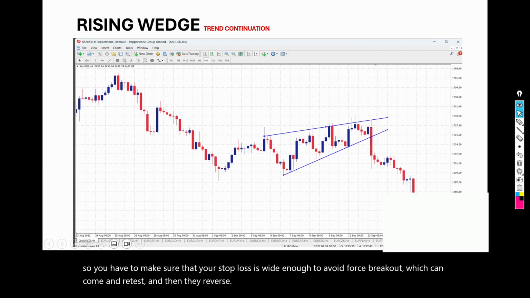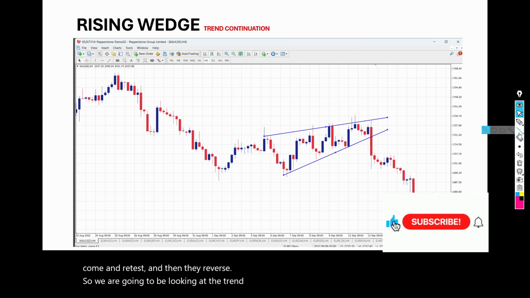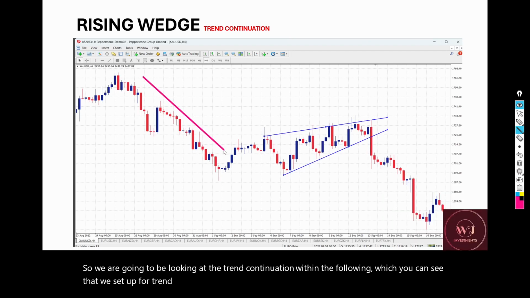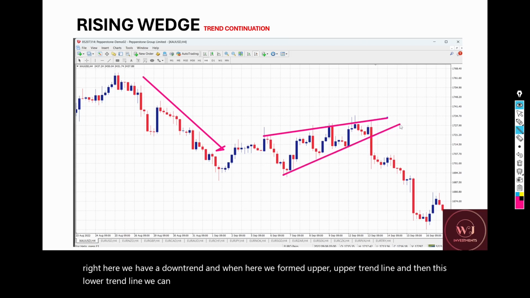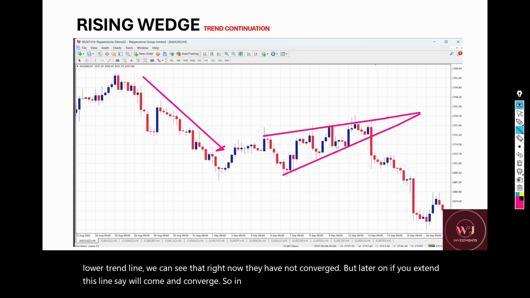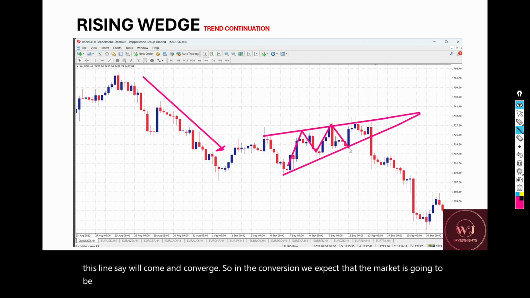So we are going to be looking at the trend continuation within the falling wedge. You can see that we say that for trend continuation, it normally occurs on this downtrend. You can see that right here we have a downtrend, and then here we formed an upper trend line, and then this lower trend line. We can see that right now they have not converged, but later on, if you extend these lines, they will come and converge.